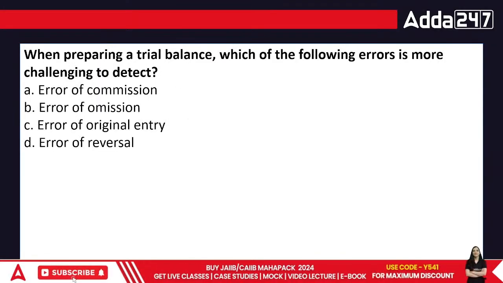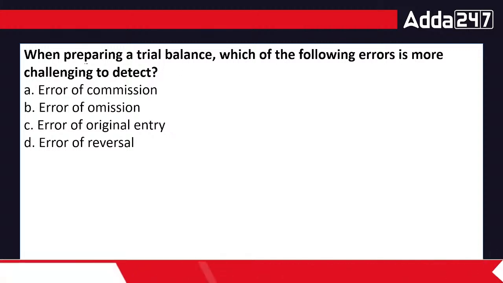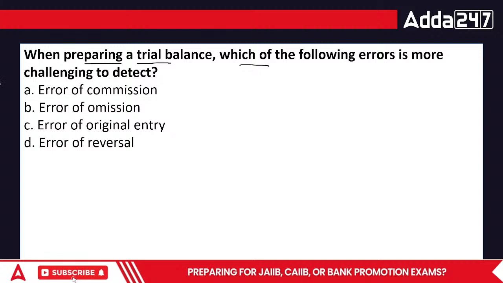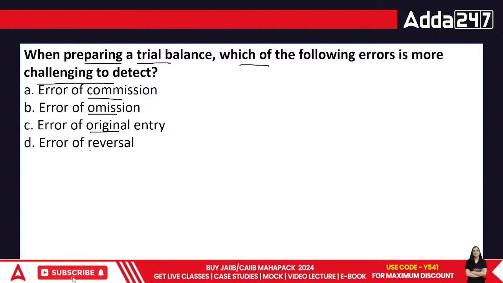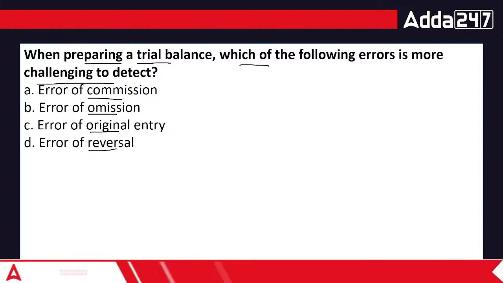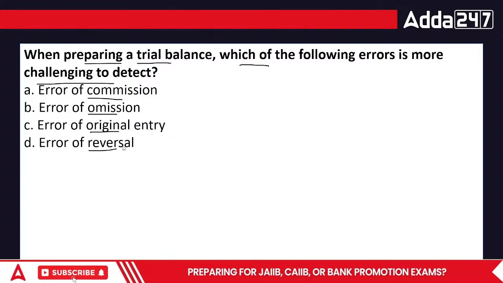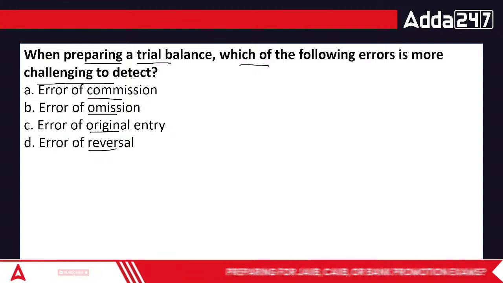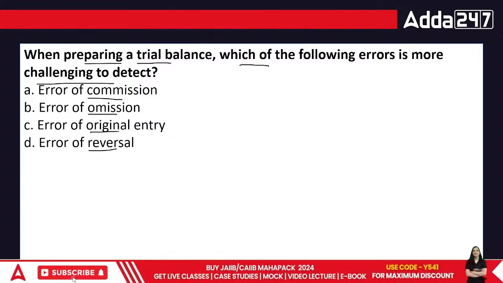Okay. Now moving on to the next question. It says when preparing a trial balance, which of the following errors is more challenging to detect? Commission, omission, original entry, or reversal? One of the most difficult errors is the error of original entry.